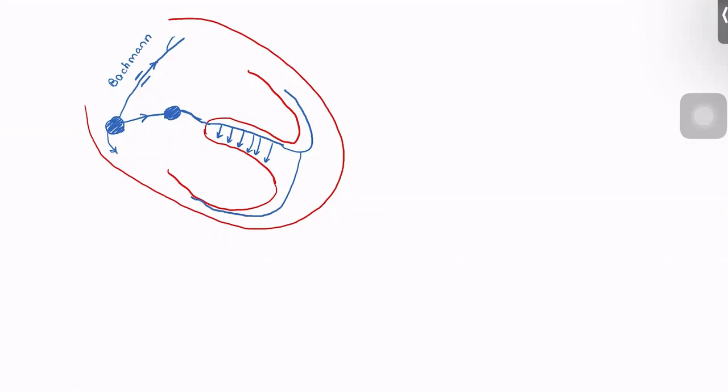The left bundle has two fascicles, starting from here: the anterior fascicle and the posterior fascicle. This is the left bundle branch, and this is the right bundle branch. In the bundle branches, the depolarization goes from the endocardium to the epicardium through the Purkinje fibers.